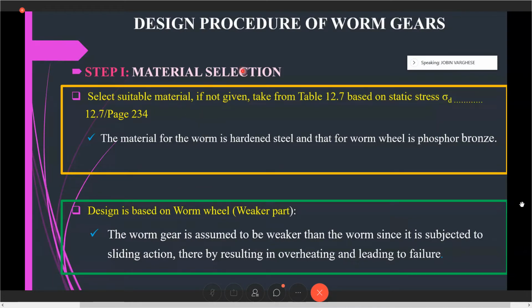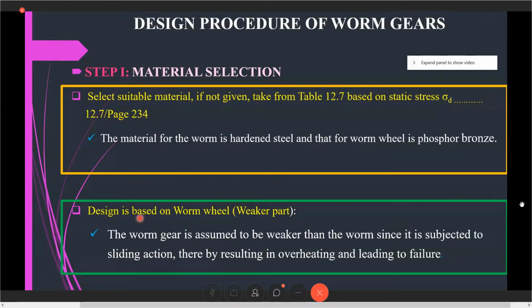The first step is, obviously, we have to select the material for any design. We have given the reference to 12.7, page 234. Usually we use hardened steel for the worm and phosphor bronze for the worm wheel. This is the usual material we will be choosing. Suppose the material is not given, we can take it from the table 12.7, page 234, and see the material there.